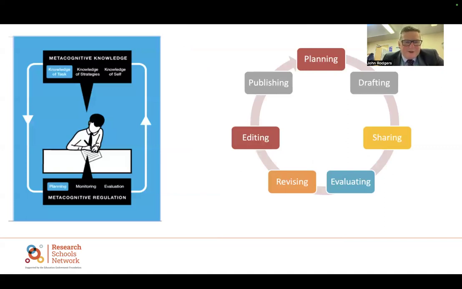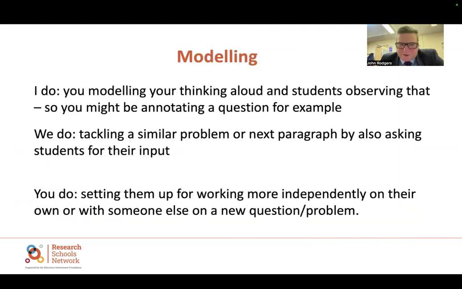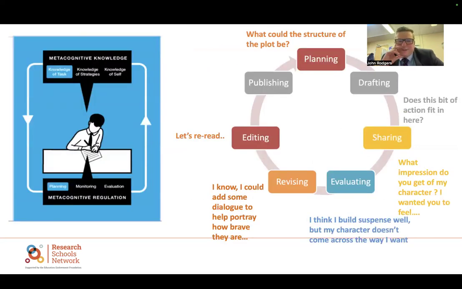So that's just linking the metacognitive model on the left there with the cycle. So what could the structure of the plot be? Does this bit of action fit in here? And so on and so forth. Various questions. So this whole writing cycle is actually a very metacognitive process. If you haven't read the metacognition guidance report, then it's definitely worth having a little read, because a lot of the explicit teaching could fit very nicely into that diagram on the left, and of course the 7-step model, which is one way of doing it.